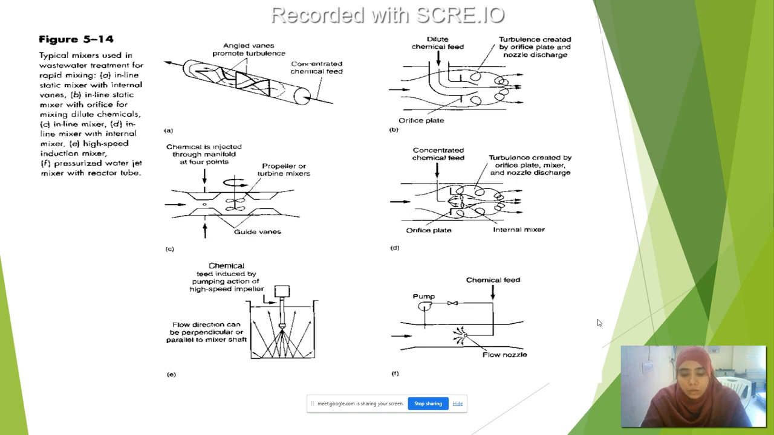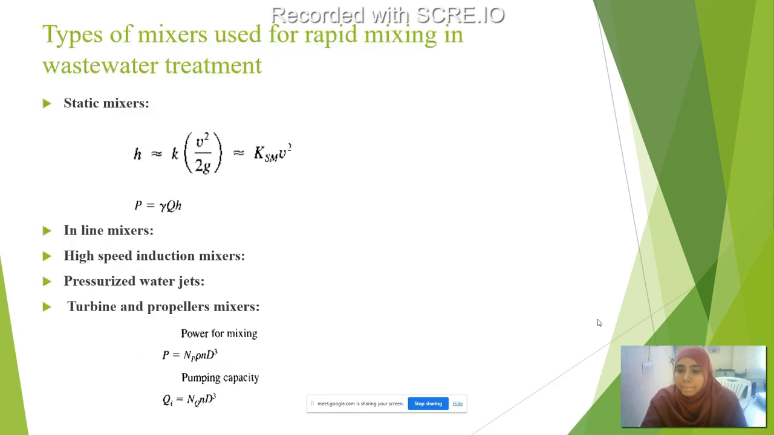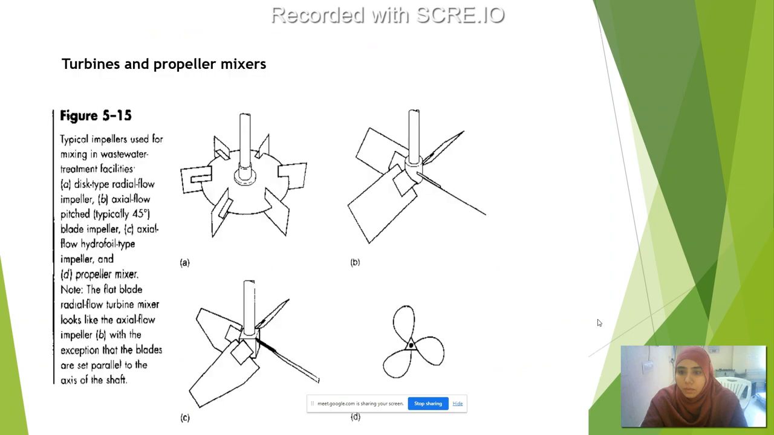Two types of impellers are used in these. First one is radial flow impeller, second one is axial flow impellers. In these radial flow impellers, generally we have flat or curved blades located parallel to the axis of the shaft. The vertical flat blade turbine impeller is an example of a radial flow impeller.